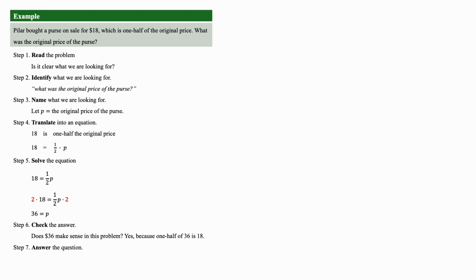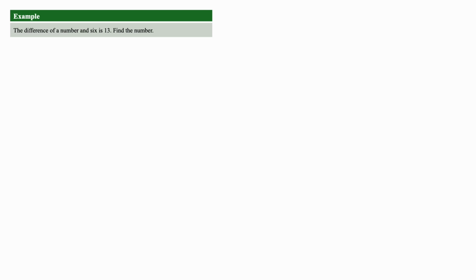So in this step 7, let's answer the question. The answer to the question is the original price of the purse was $36. In this next one, let's do another one, but let's include numbers this time. So the difference of a number and 6 is 13. Find that number. So in step 1, let's read the problem, which we had already done.